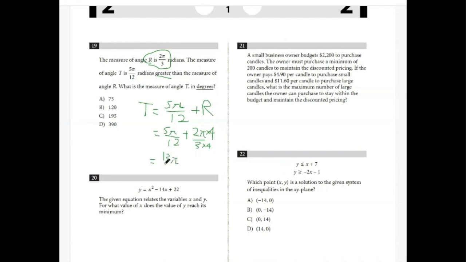pi divided by 12. And we know that pi radians is equal to 180 degrees. So for here, I need to multiply this by 180 divided by pi. Because this is in radians, this is radians and this is degrees. The radians and radians cancel out. And you get 195 degrees. So the correct answer choice here is C as in cat.